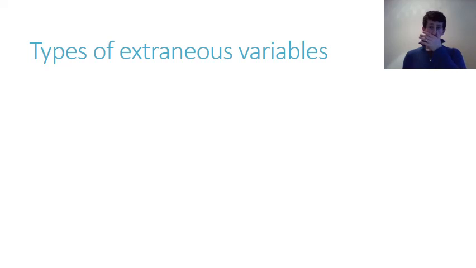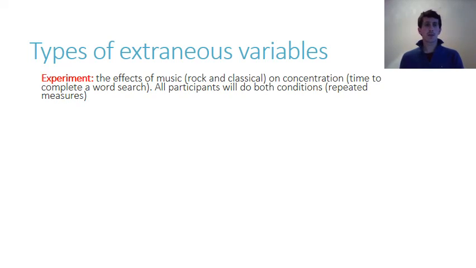And these are both things that we've got to control. So we're going to have a look at a few of the different types of extraneous variables that we need to control within an experiment. And the experiment we're going to use is one I've already used before, the effects of music on concentration. So we've got our two types of music, rock and classical music, and our concentration task is the time to complete a word search. And all participants are going to be doing both conditions. So they're going to be doing a repeated measures design.